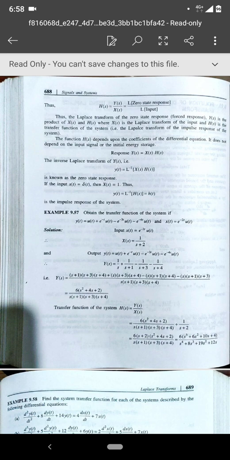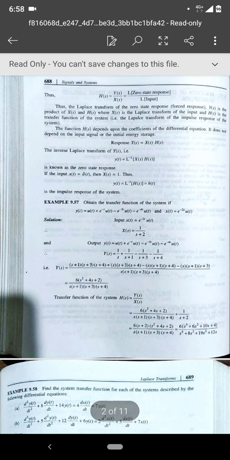It is very simple to find the transfer function of a system if y of t is equal to u of t plus e raised to minus t u of t minus e raised to minus 3t u of t minus e raised to minus 4t u of t, and the actual input is x of t is equal to e raised to minus 2t u of t. So you find the Laplace transform of the input as well as the response.